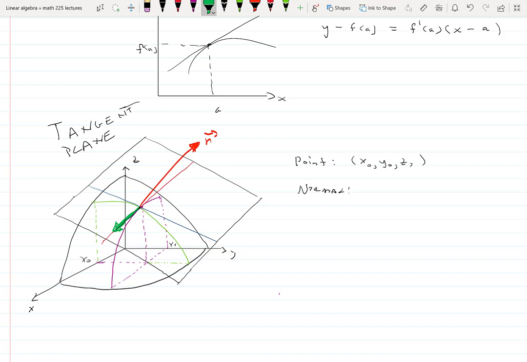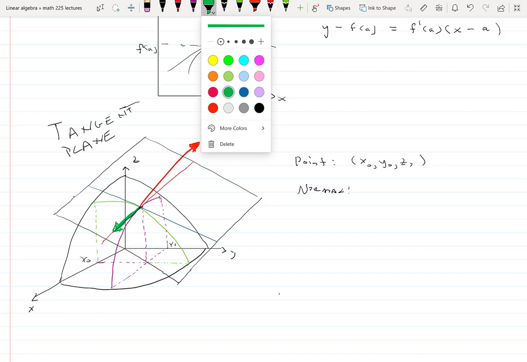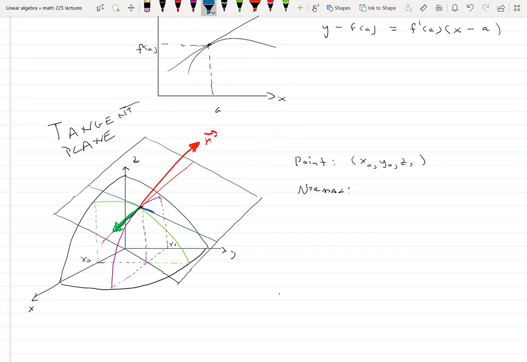Okay. I'm also going to take a blue vector on the tangent line in the y direction, and I'm going to find that vector. And what do you think I'm going to do with those vectors to get that normal? By now, that should be pretty automatic. I've got to cross them. I'm going to cross them.